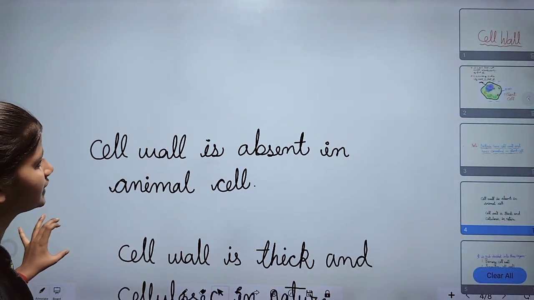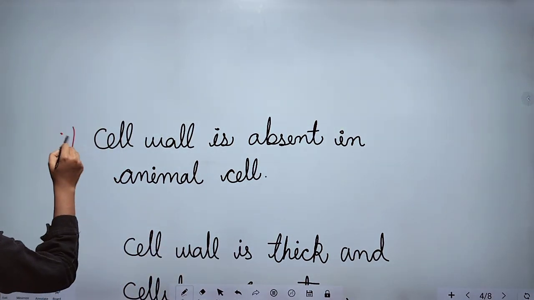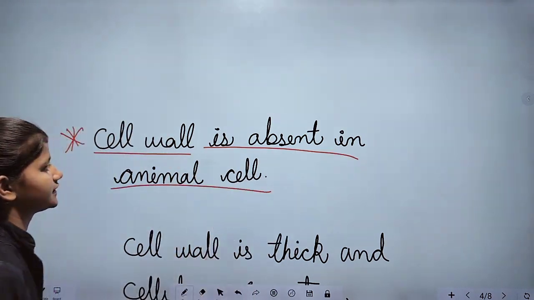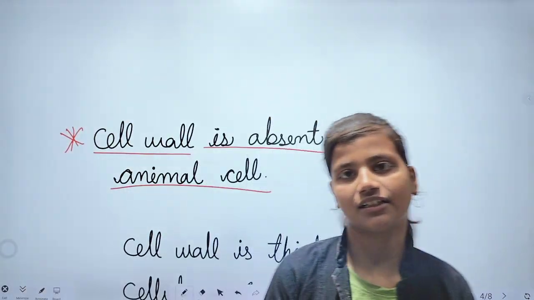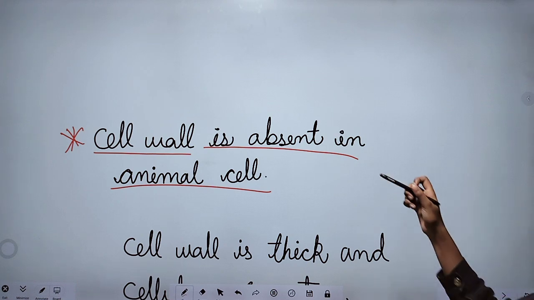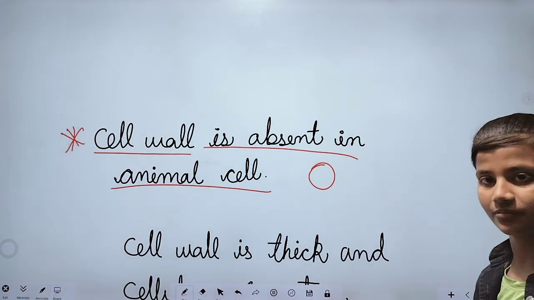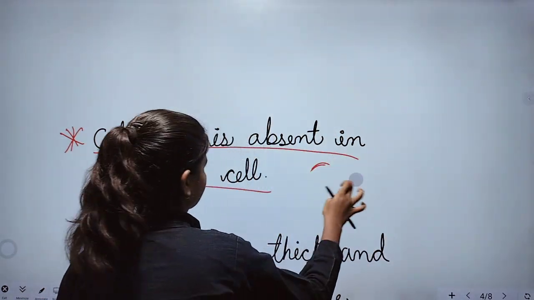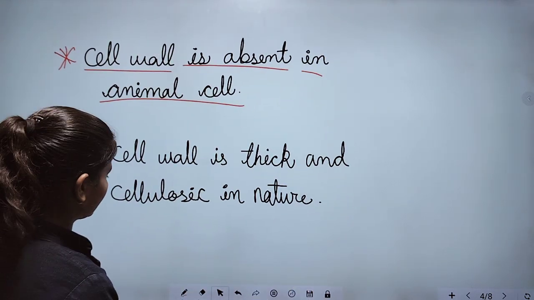Cell wall is absent in the animal cell. It is only present in the plant cell. The outermost covering of the animal cell is the plasma membrane, not the cell wall. Cell wall is only present where? In the plant cell.